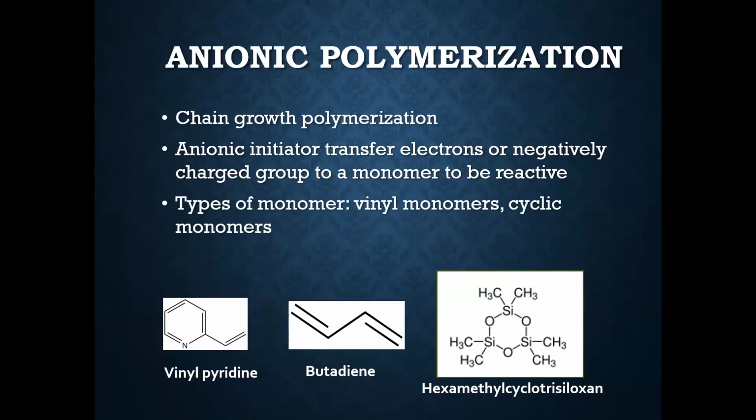The types of monomers that follow this rule of polymerization are vinyl monomers and cyclic monomers. For example, vinyl pyridine, butadiene, and hexamethyl cyclotrisiloxane. Another example is the rubbers. All of these are examples of the types of monomers that undergo polymerization through the anionic polymerization reaction. So they are types of monomers which are ready to accept electrons or accept a negative charge.